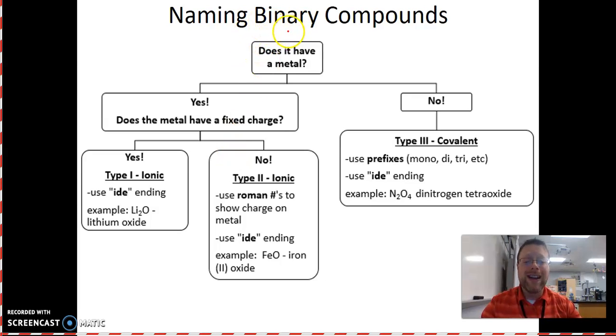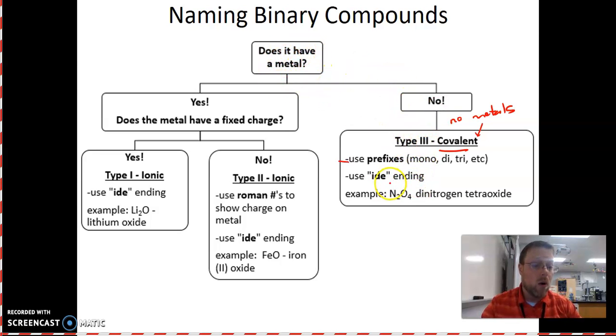All right, so when you're naming binary compounds, we already learned how to name covalent compounds in the last unit. These things use prefixes, and covalent compounds were going to be compounds that had basically no metals in them. And so, if you want to find out if a compound is covalent, just ask yourself, does it have a metal?